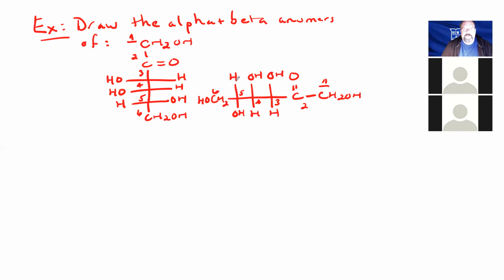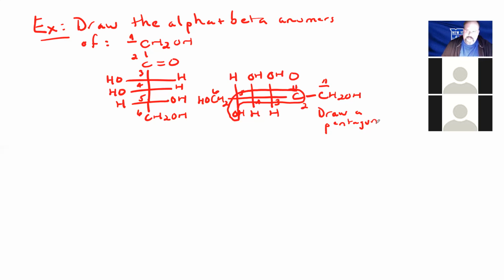Okay, step 2. First off, let's figure out the ring size. We're going to start with the C double bond O carbon. We're going to include all the chiral carbons after that, which are 3, 4, and 5. And we're going to include the oxygen of the OH group on the last chiral carbon. So in this particular case, how many atoms is that total? It's 1, 2, 3, 4, and 5. So instead of drawing a hexagon, we're going to draw a pentagon for our ring structure.